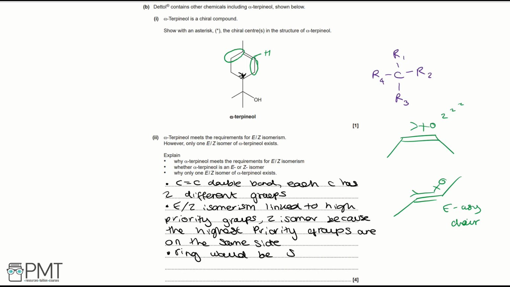So to get the 4 marks for this question, you get a mark for saying that it has a carbon-carbon double bond, a mark for saying that each carbon has 2 different groups, a mark for saying that EZ isomerism is linked to high priority groups, a mark for saying that Z isomer is existing here because the highest priority groups are on the same side, and a mark for saying that the ring would be strained. So there's a possible 4 marks for 5 marking points. Therefore, you don't have to say one of these marking points to get 4 marks, but it is useful to say all 5 for your own understanding.